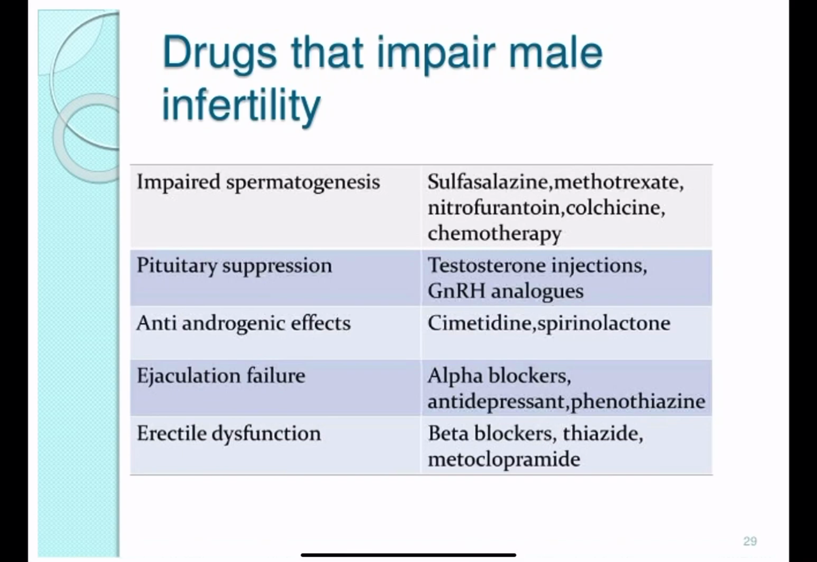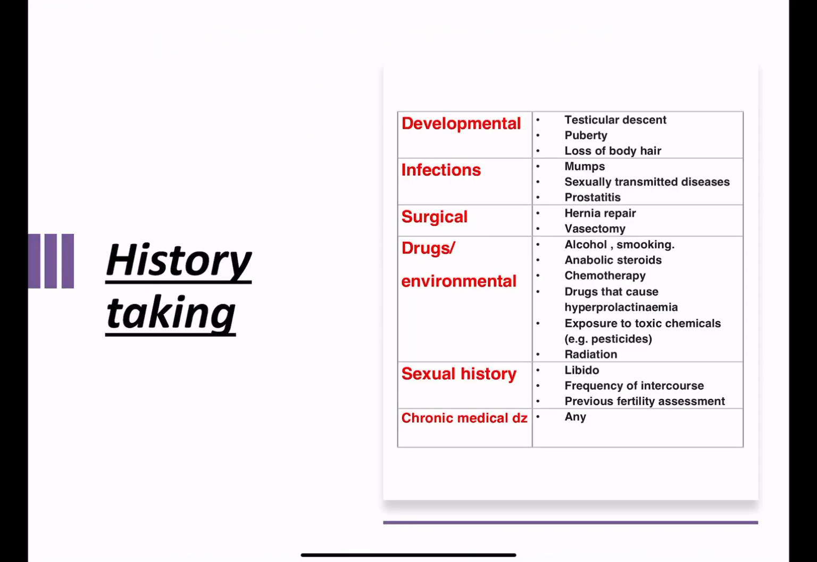All these are important regarding history taking in a patient with male infertility. Also alcohol and smoking, because smoking affects fertility. Drugs which cause hyperprolactinemia, radiation, and exposure to a heat environment.